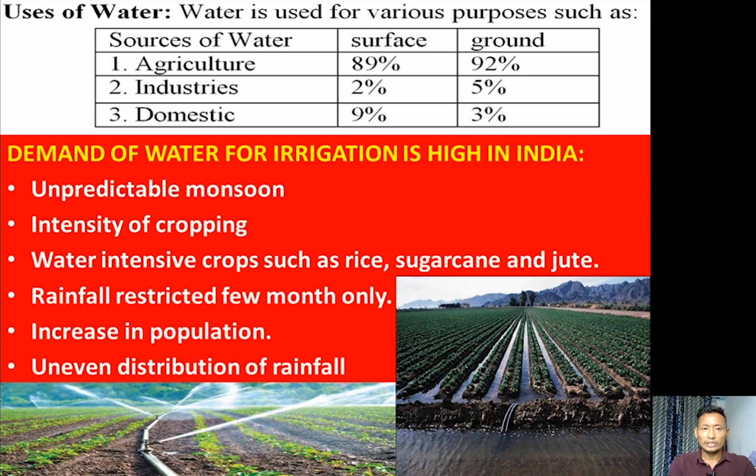Because of that, in order to protect the agricultural land and crops, we need alternative sources of water, that is through irrigation. We are taking surface water and underground water to agricultural land, because the monsoon in India is totally unpredictable. So in order to protect the crops, we have to take surface water and underground water to the field through irrigation.